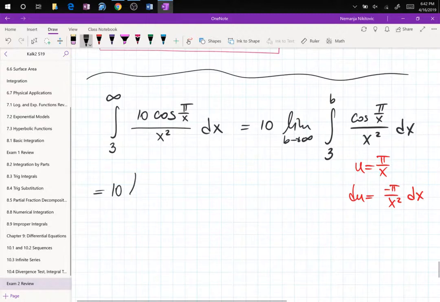All right, let's go. 10, limit, b goes to infinity. And now, look, I need a negative pi. I don't have negative pi, so I have to install negative pi, and then I have to divide by negative pi. So there's going to be a negative 10 over pi. There we go. Now is the integral, and this becomes cosine u du.